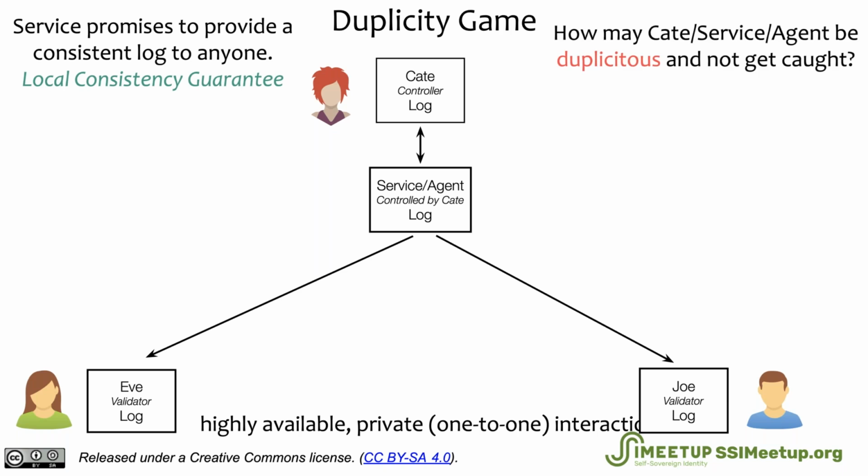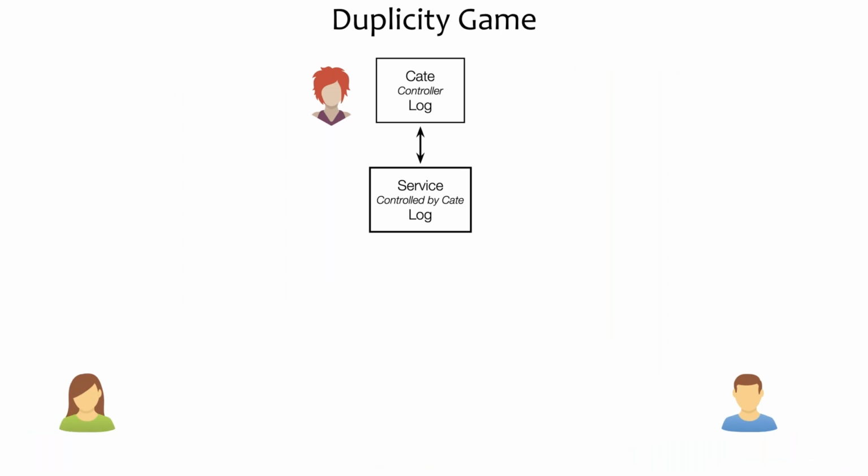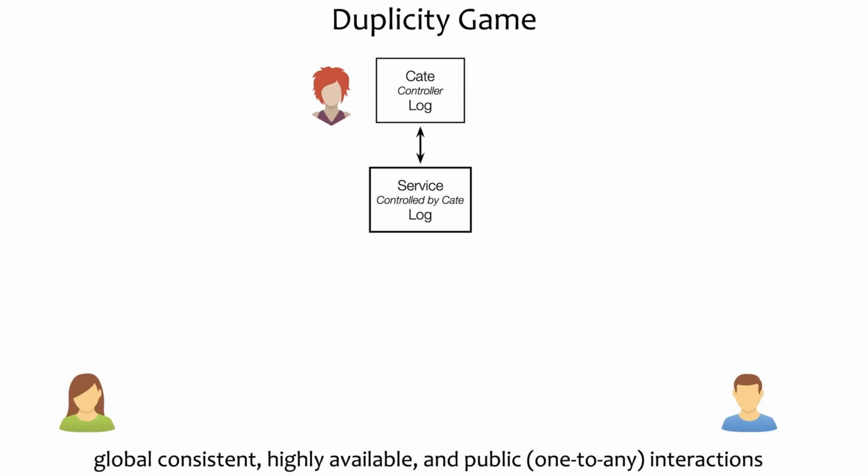So how may Kate's server or agent be duplicitous and not get caught? It's the same guarantee. You can use different identifiers. If they use a different log, Eve can detect that Kate's being duplicitous by virtue of a different log. If Kate truncates the log, then it won't match Eve's log. I mean, if the service deletes the log, Eve won't see the log at all, which only hurts Kate, right? Because Kate can't talk to Eve without the log. Eve says there's no log, so I guess there's no interaction. So all the things that the service can do hurt Kate, but they don't hurt Eve. It makes Kate unable to talk to Eve, but it doesn't hurt Eve. And that's the important point. If I'm only making a local consistency guarantee, the only person that's hurt by that is Kate, not Eve or Joe.